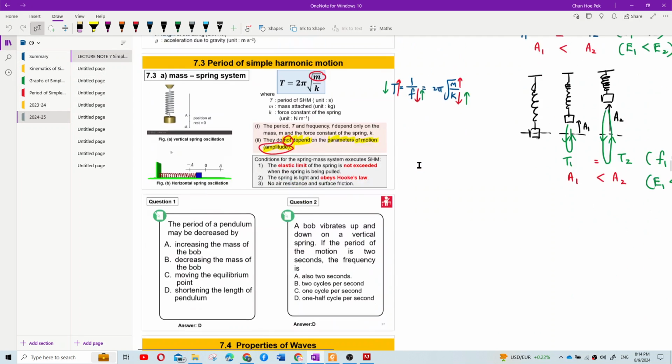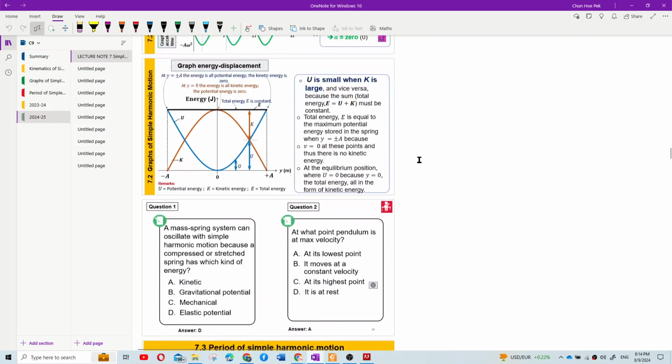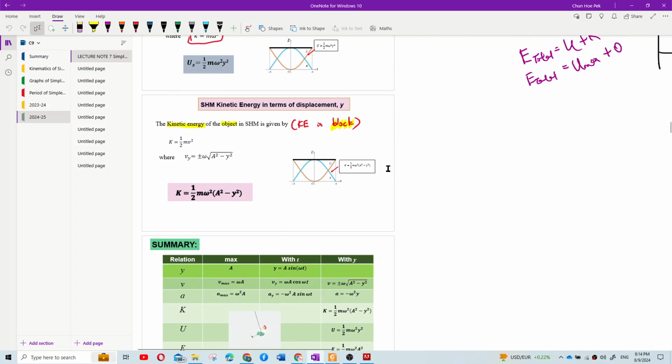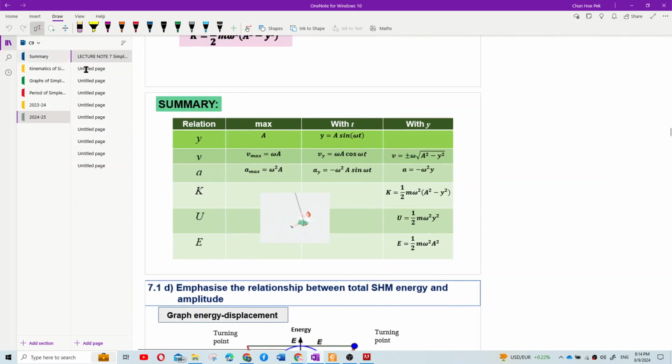Don't be afraid, because we are just going to use this formula here. The displacement, velocity, acceleration formulas with time, velocity and acceleration with displacement, and then the kinetic energy, potential energy, total energy formulas. And then the maximum for displacement, velocity, acceleration: A, A omega, A omega squared. So you are going to use this table. This is the most important summary.